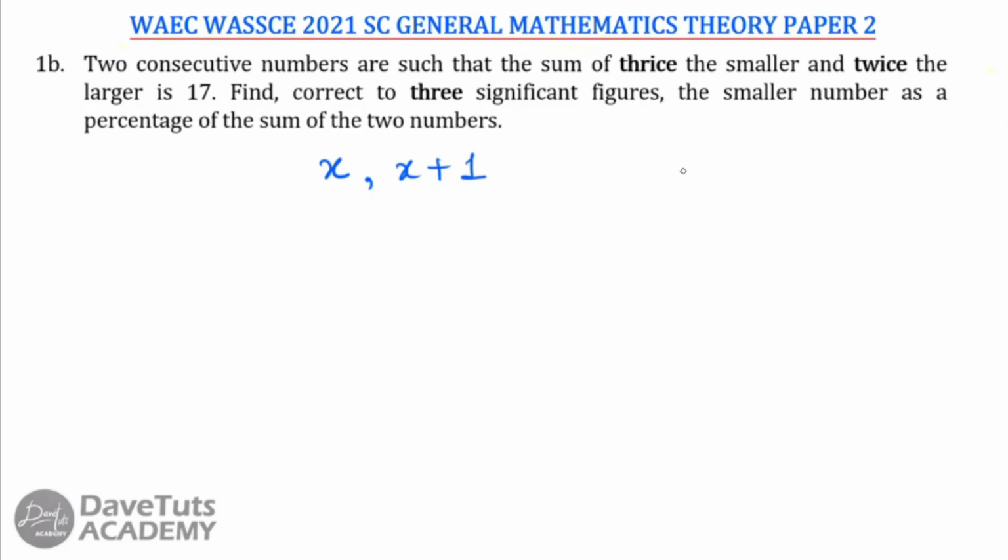So x can be anything. If x is 1, the next one will be 2. So we have 1, 2, and you can see they are consecutive. If x is 13, the next one will be 13 plus 1, that will be 14. That's why we have x and x plus 1, okay?